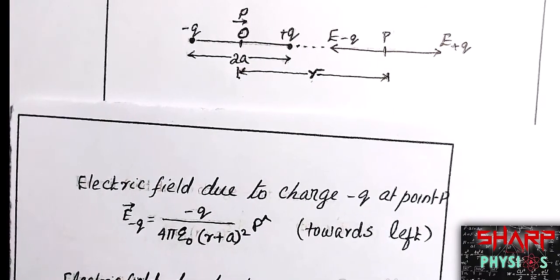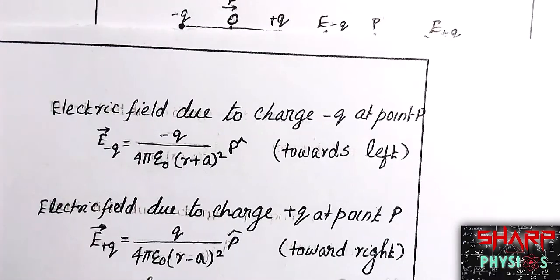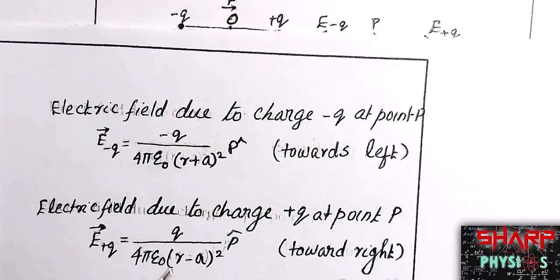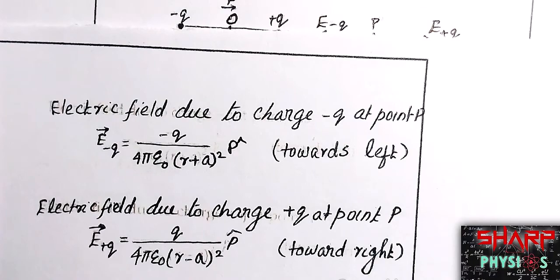The electric field due to the positive charge Q at point P you can calculate as Q by 4 pi epsilon 0 (r minus a) the whole square, p cap, where epsilon 0 is the permittivity of free space, Q is the charge, r is the distance, a is the additional separation distance, and p is the dipole moment.